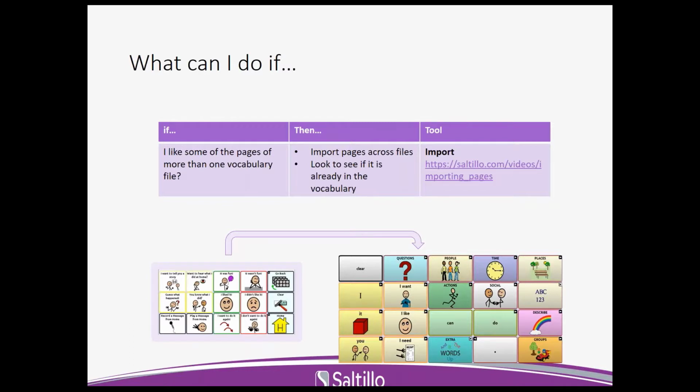Let's also think about, what can I do if? So often I get a lot of these types of questions, like, what if I like some of the pages of more than one vocabulary file? Well, then you're able to import those pages across different vocabulary files. So you can take, maybe you really liked that news page from MultiChat 15. You could import that in to your Word Power files. You're able to adjust the layout if needed or keep it at that amount of buttons. And we have information on our Saltillo support page on how to import pages from files. There's also a video tutorial that would walk you through those steps.